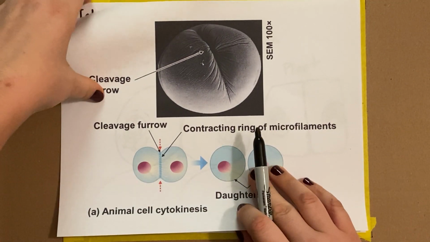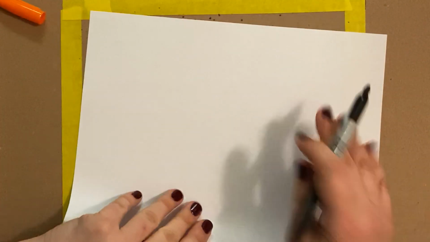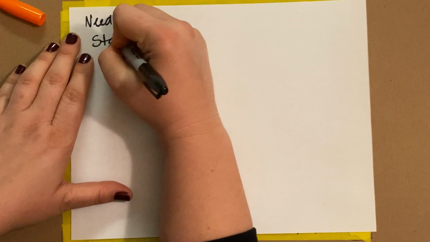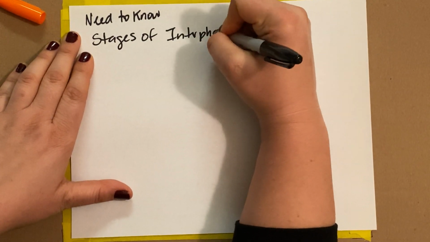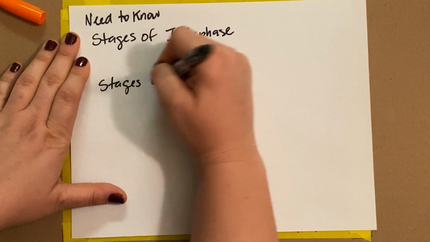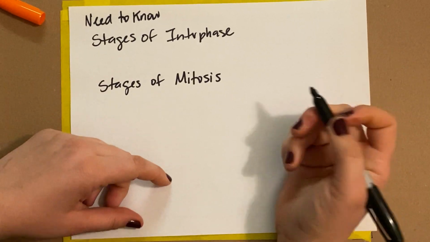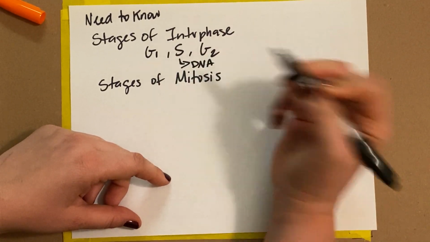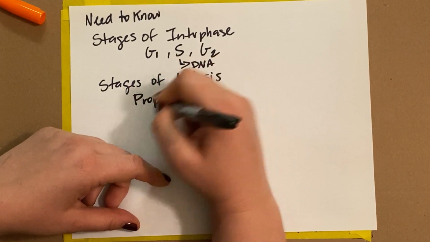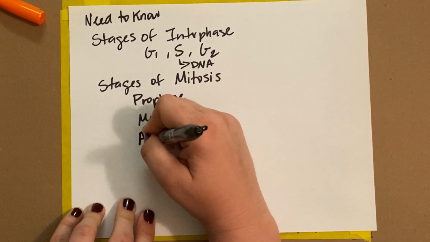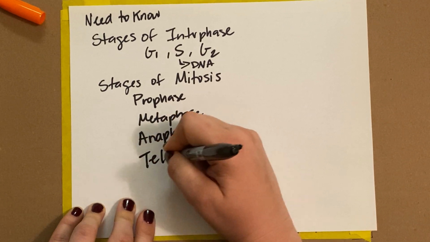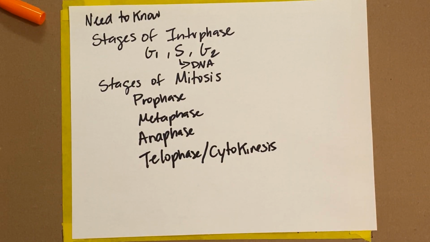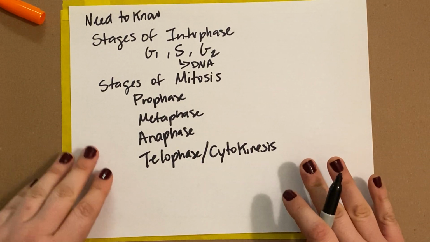Okay, so we've kind of gone through the process. So the major things that you need to know are what's happening during the different stages. Let me just write this. Okay, so, need to know. First of all, you need to know the stages of interphase, and then the stages of mitosis, and what's happening in those. So you have G1, S phase, G2, and remember this is when DNA is being replicated. And then we have prophase, metaphase, anaphase, and telophase / cytokinesis. Okay, so make sure that you're able to identify those with images and also the different parts of it.